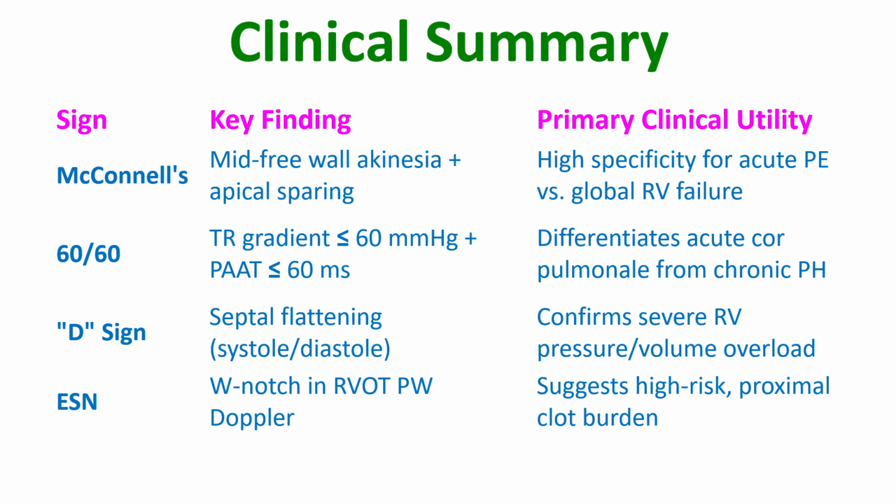D sign, septal flattening in systole or diastole confirms severe RV pressure or volume overload. Early systolic notching, W notch in RVOT pulse wave Doppler suggests high risk proximal clot burden.